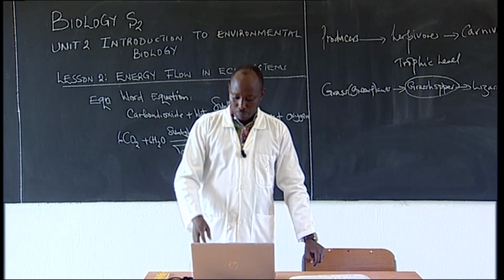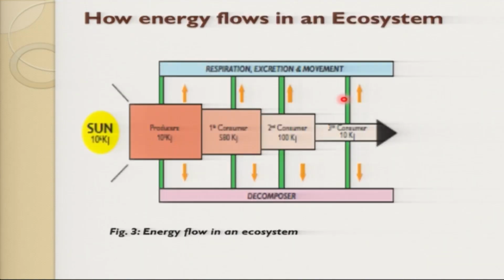Take an example. This is a producer, 10 kg. This is a primary consumer, 550 kg. We have a secondary consumer being provided with 100 kg. We have the tertiary consumer, which has almost 10 kg. And the decomposers also get energy from there. But it starts from where? From the sunlight. So that is how energy flows in an ecosystem.